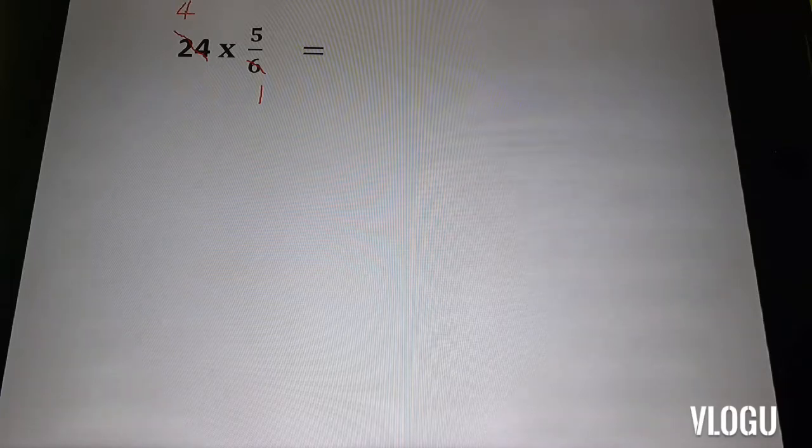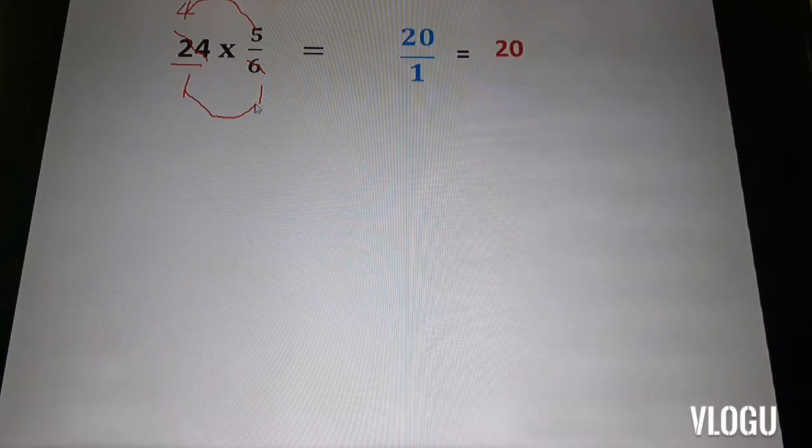Then after that, we have to multiply now 4 times 5. And we have also to remember that we have still 1 as our denominator for our whole number. So we have to multiply this. This will give us 20 over 1, or simply just 20 as our final answer.